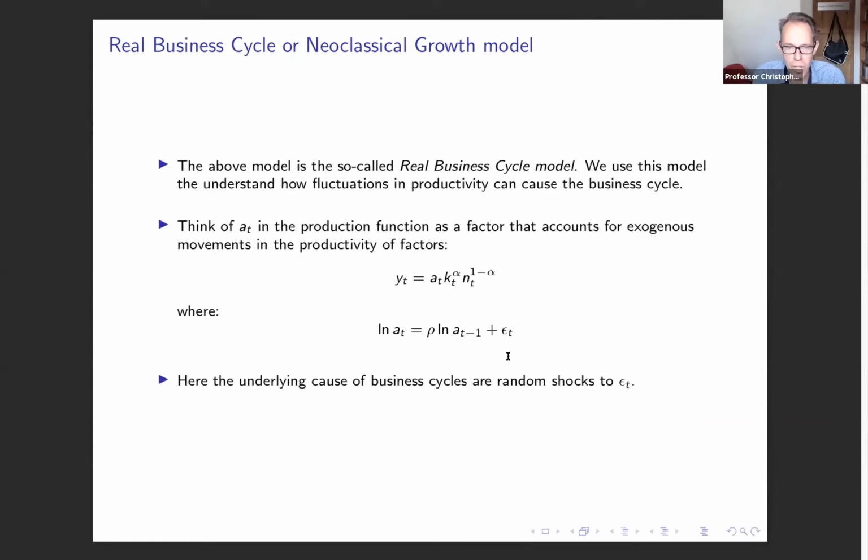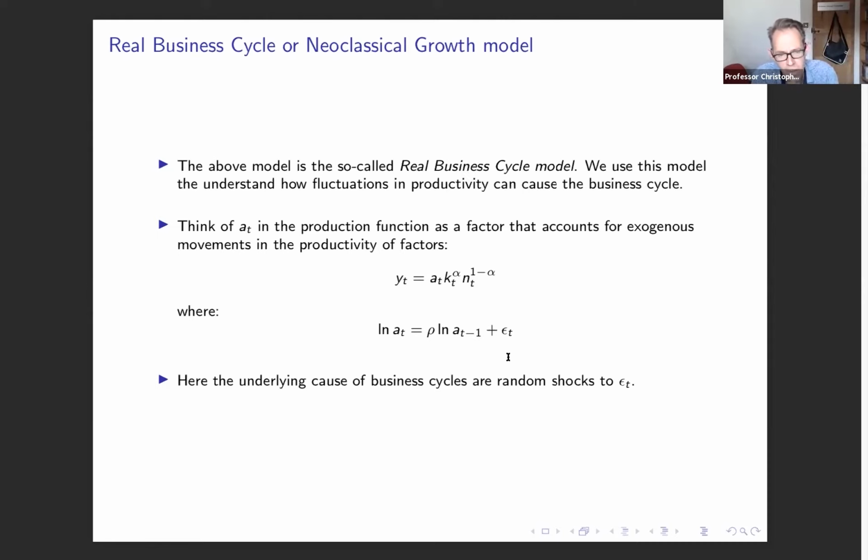So the above model that I've just shown you, those three equations, goes by the nice name of the real business cycle model, the RBC model. We use this model to understand how fluctuations in productivity can cause business cycles. So what causes a boom, what causes a bust?